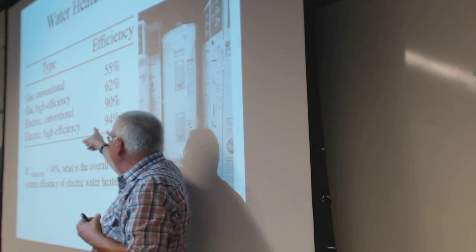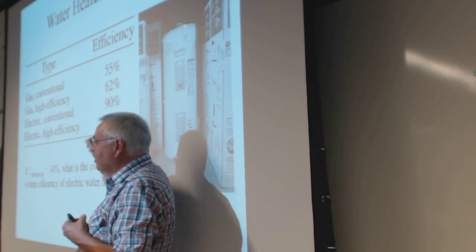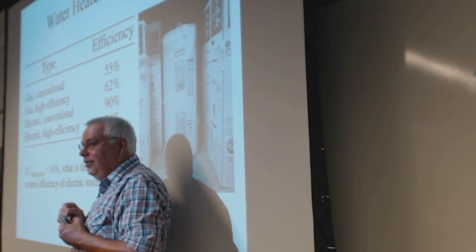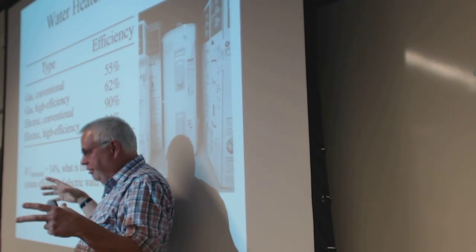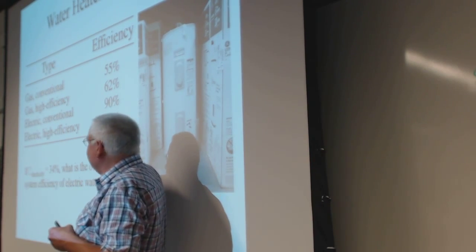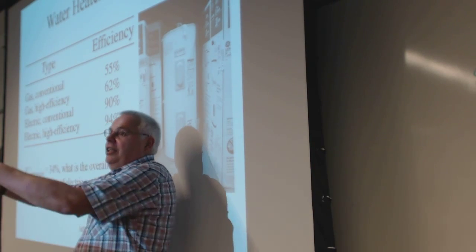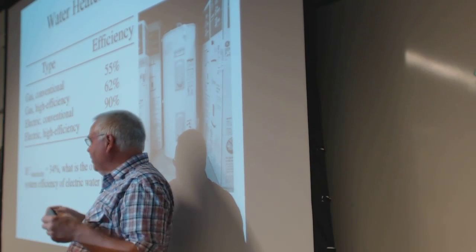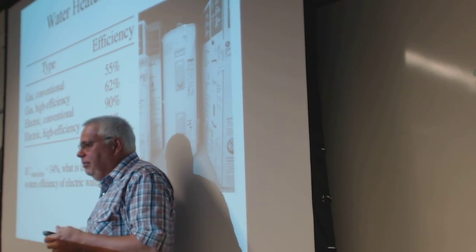So the difference between a conventional and a high efficiency electric water heater, what do you suppose the difference is? It's probably bigger around, it's got more insulation. And even if it's a high efficiency one, if you then take an insulating blanket and put it around it, it's even higher efficiency. I always put blankets around my water heaters.